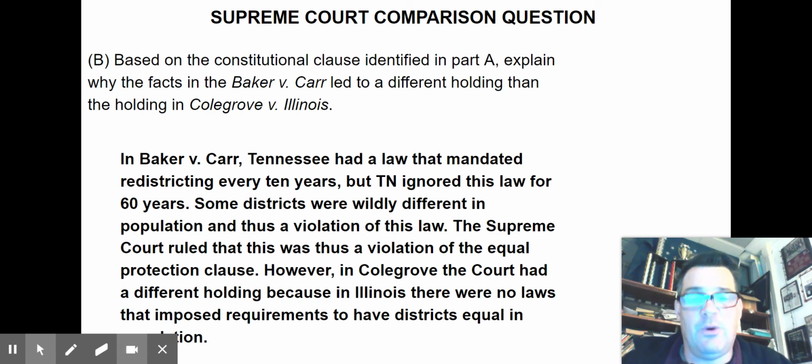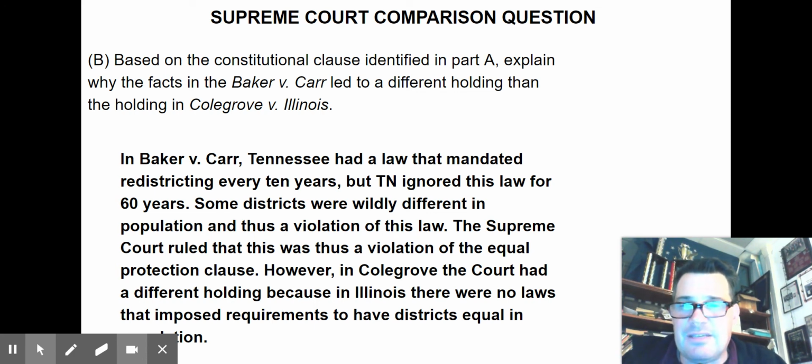Now I got the second point. So that's 1 point. Now the second point. However, in Colgrove, the court had a different holding because in Illinois, there were no laws that impose requirements to have districts equal in population. So therefore, you get the second point because you're describing why it's different. I might have had a little thing on the end there and said, thus, it's not a violation of the Equal Protection Clause, but that isn't necessary, but you could have that.